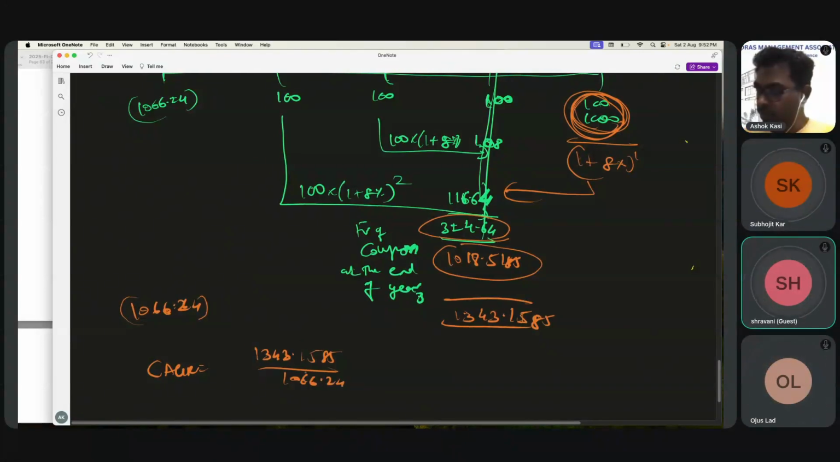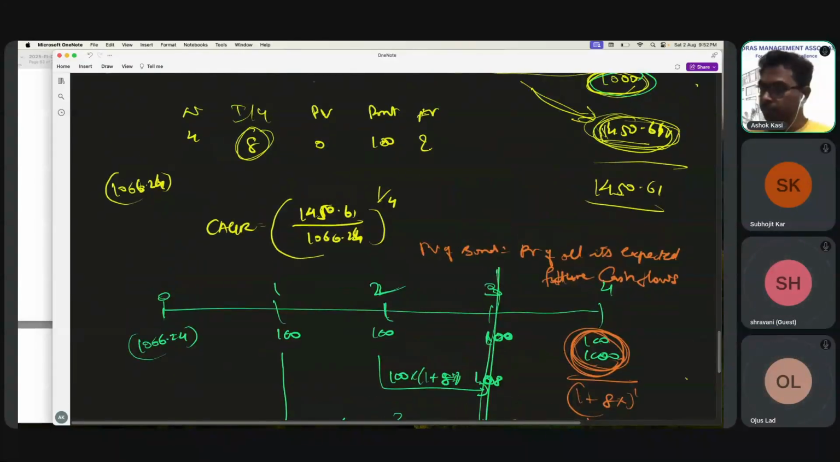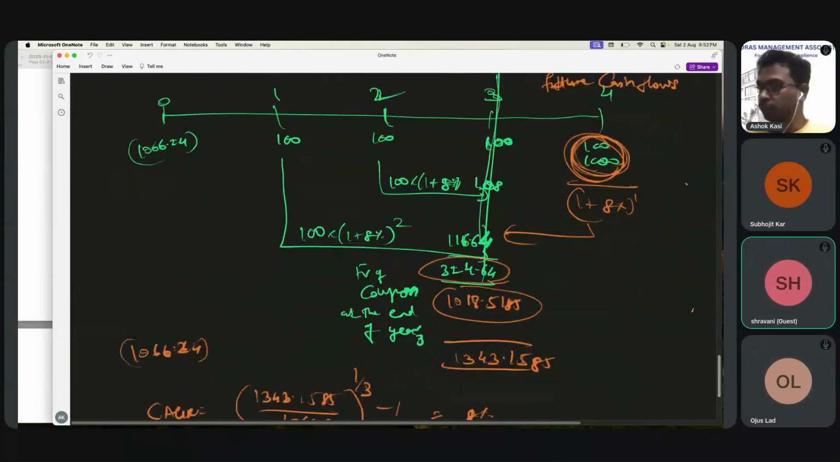1.08. That is 8%, which is equal to the initial YTM of 8%. Okay, this is the proof.